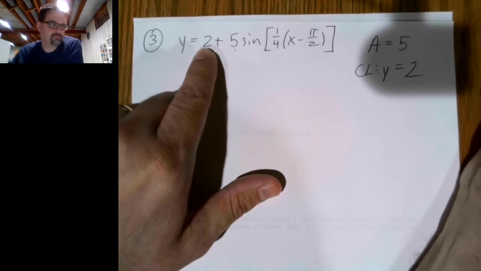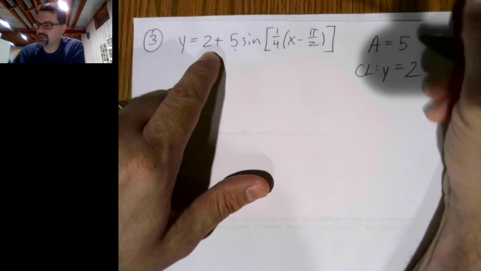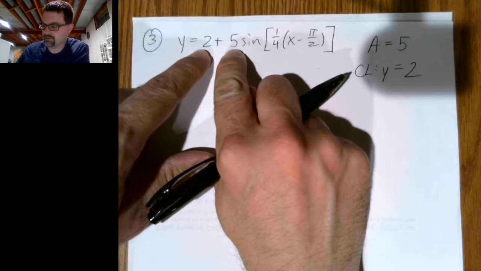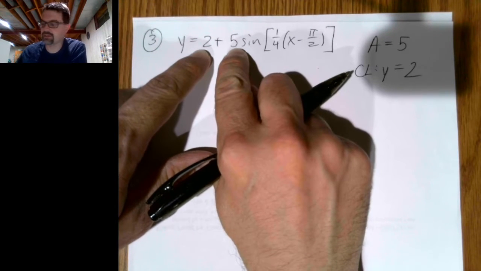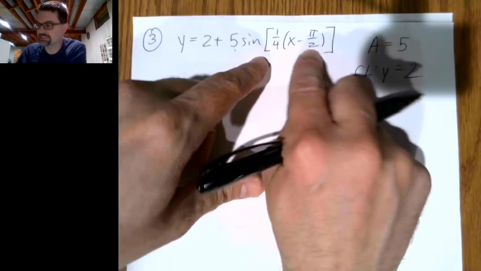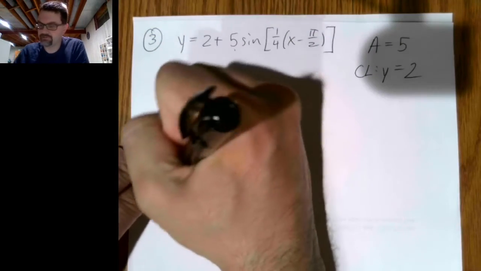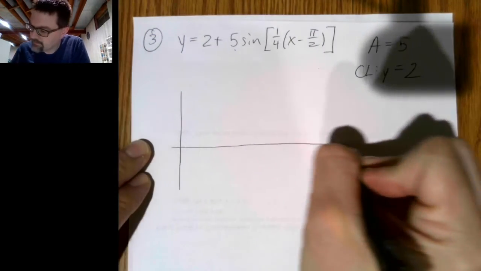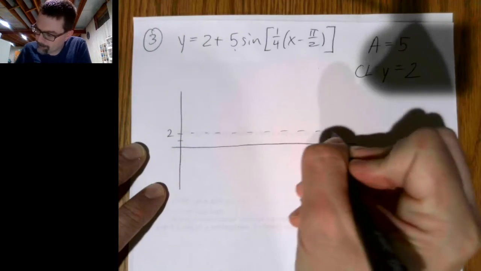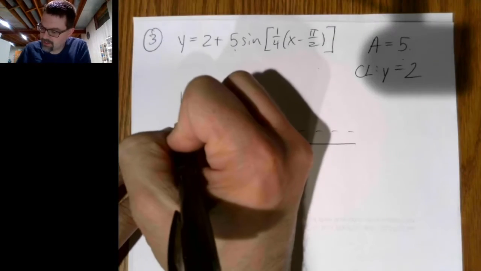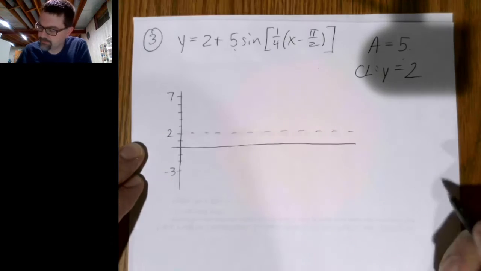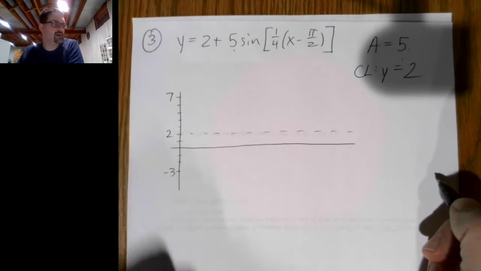And it's worth pointing out, in case you haven't noticed this before, these are the 2 things that affect the y-axis, and those are the 2 numbers that appear outside the trig function, outside the sine or cosine. The 2 things that affect the horizontal position and what we mark on the x-axis, that's the stuff inside. Alright, so vertically, center line is 2. 5 units up and down. 1, 2, 3, 4, 5. So 7. 1, 2, 3, 4, 5. Minus 3. So there's our top, middle, and bottom for our wave.